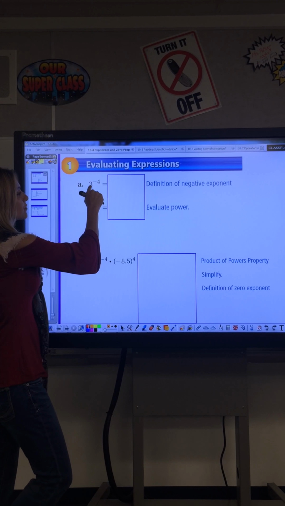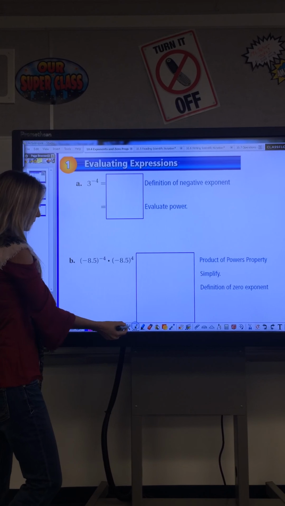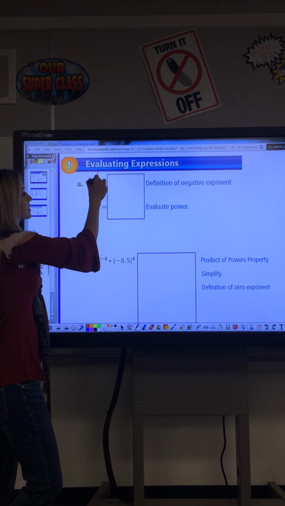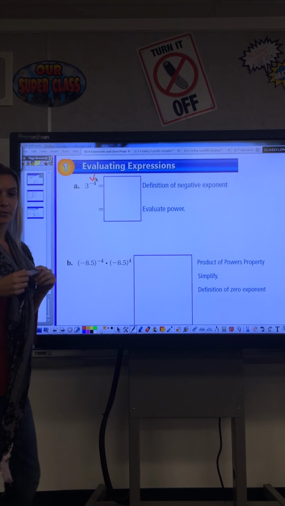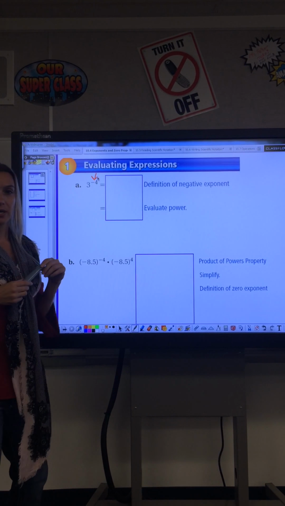If I have 3 raised to the negative 4th power, I cannot have a negative exponent. That is one rule, that you cannot have a negative exponent. The 3 cannot multiply itself negative 4 times. It can multiply itself 4 times, but not negative 4 times. So we have to make sure the exponent somehow becomes positive. There's only one way to do that.